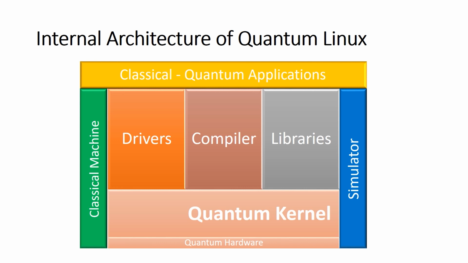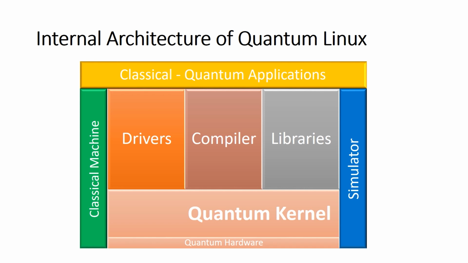The compiler is responsible for translating quantum algorithms, often expressed in high-level quantum programming languages, into executable instructions for the quantum kernel. It optimizes quantum circuits, reordering gates and reducing gate count to enhance the efficiency of quantum computations. Quantum Linux should include a set of quantum libraries that provide pre-built quantum functions and algorithms. And these libraries save time and effort for developers and researchers, enabling the reuse of common quantum components and algorithms.